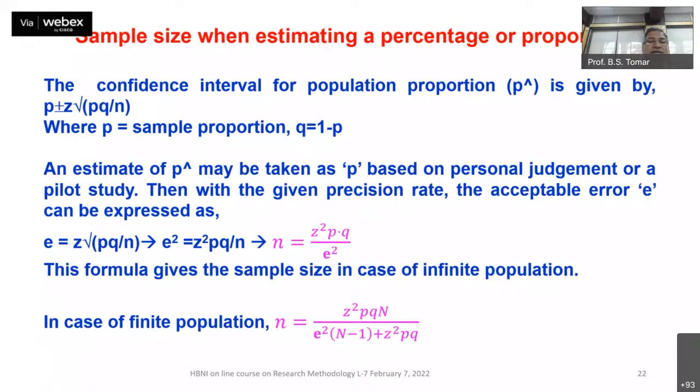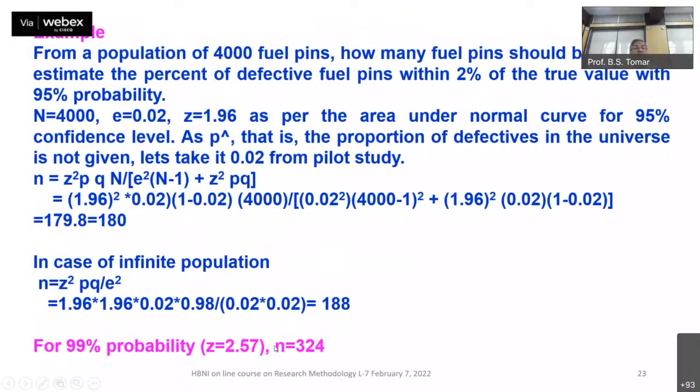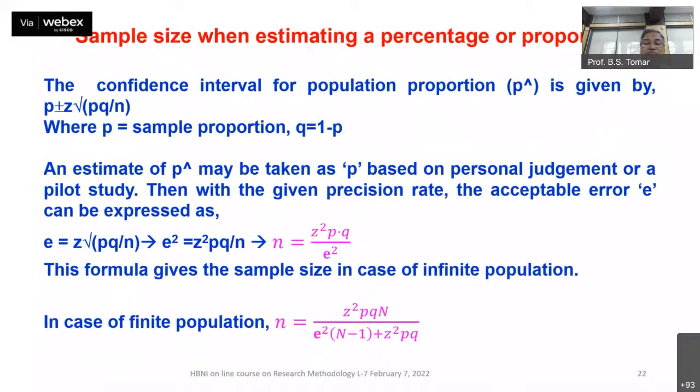Another one is the sample size when estimating a percentage or proportion. This is encountered many times. Proportions follow the binomial distribution. The confidence interval for population proportion, the fraction of the population having a particular characteristic, is given by P plus minus Z root PQ by N. Root PQ by N is the standard error of proportion, and P is the sample proportion. P apostrophe is the population proportion.